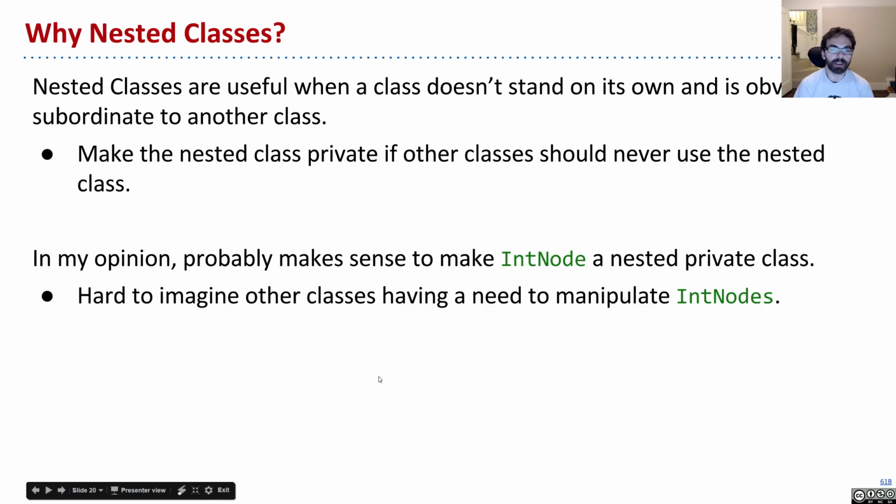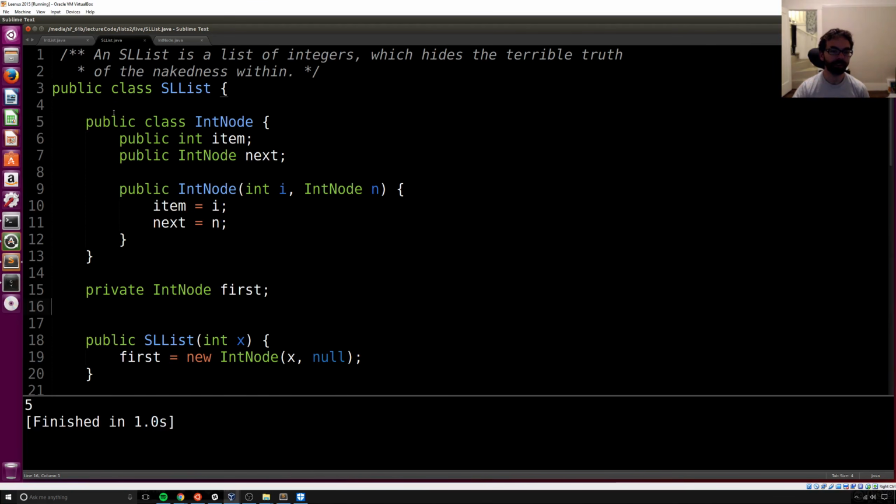So why? What's good about a nested class? Well, they're useful whenever a class you're declaring doesn't stand on its own. Whenever it's obvious that an int node is really just something used by an S-list and only S-lists, right? It's like it's subordinate to the S-list class in some way. Now, occasionally you will actually want an external program to be able to make instances of int nodes or directly manipulate them in some way.